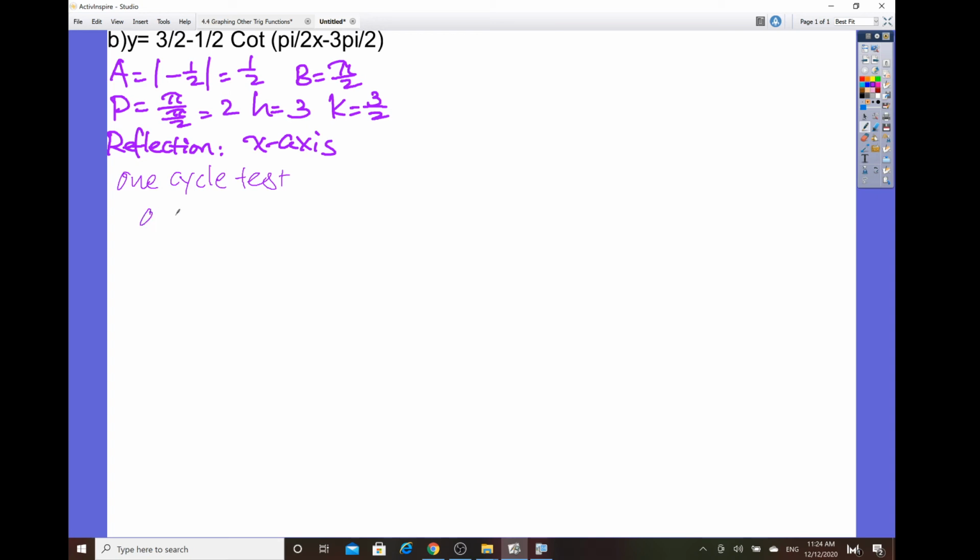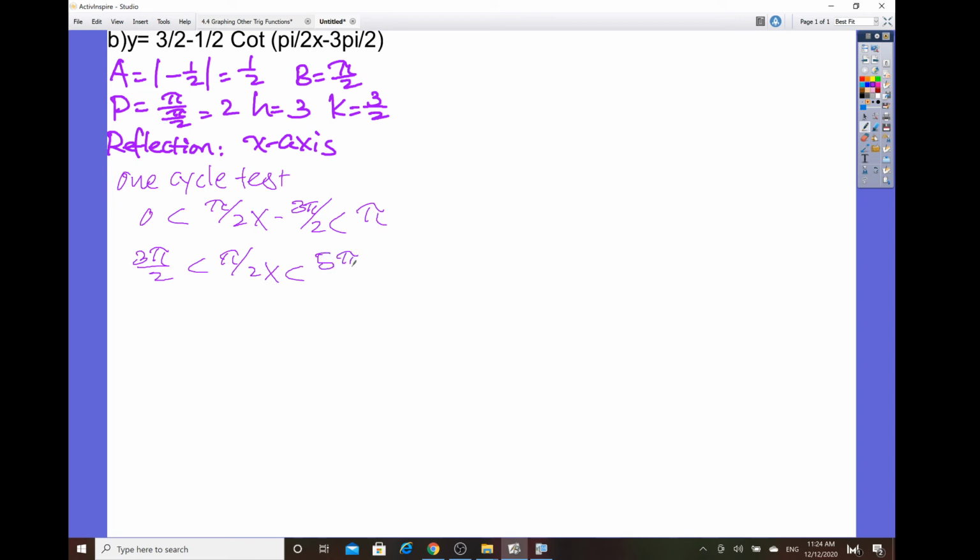So this one is from 0 to pi because that's cotangent. So pi over 2 x minus 3 pi over 2. So add 3 pi over 2, so we do have 3 pi over 2 less than pi over 2 x less than pi plus 3 pi over 2. So this one would be 4 pi over 2. Well, 5 pi over 2.